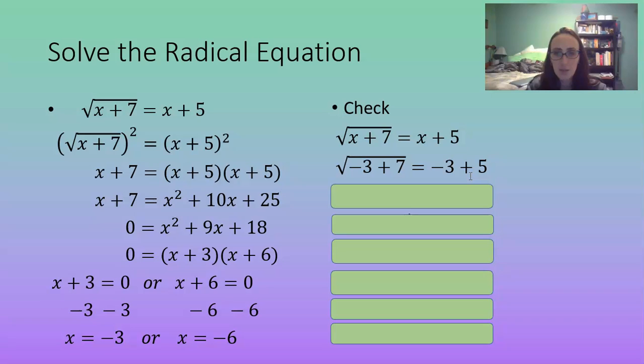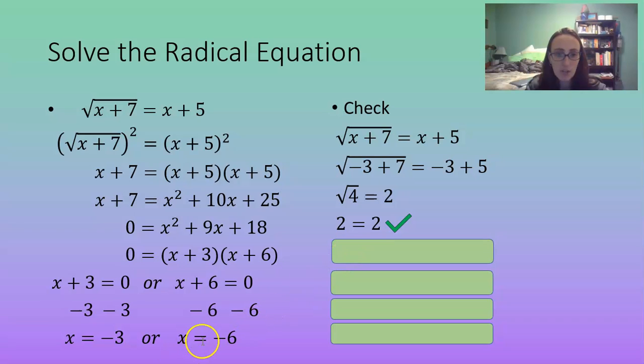I want to get the same thing on both sides of the equal sign. So simplifying, negative 3 plus 7 is going to leave me with 4. On the right-hand side, negative 3 plus 5 is 2. When I square root both sides, I get that 2 equals 2. That checks. That is correct, so this is going to be one of my solutions.